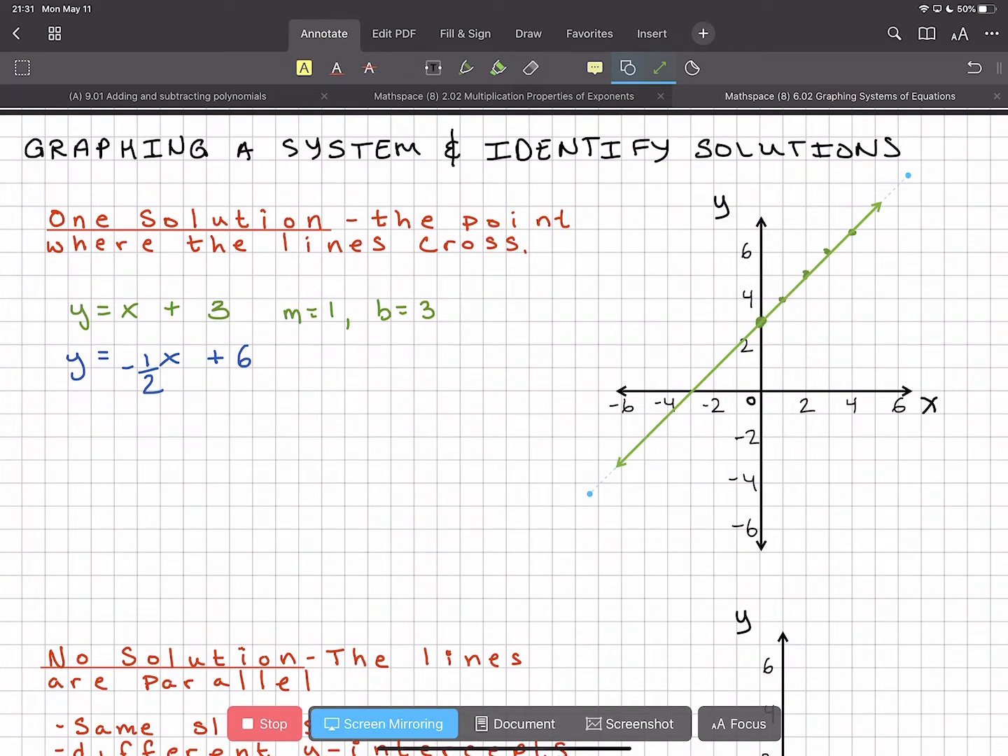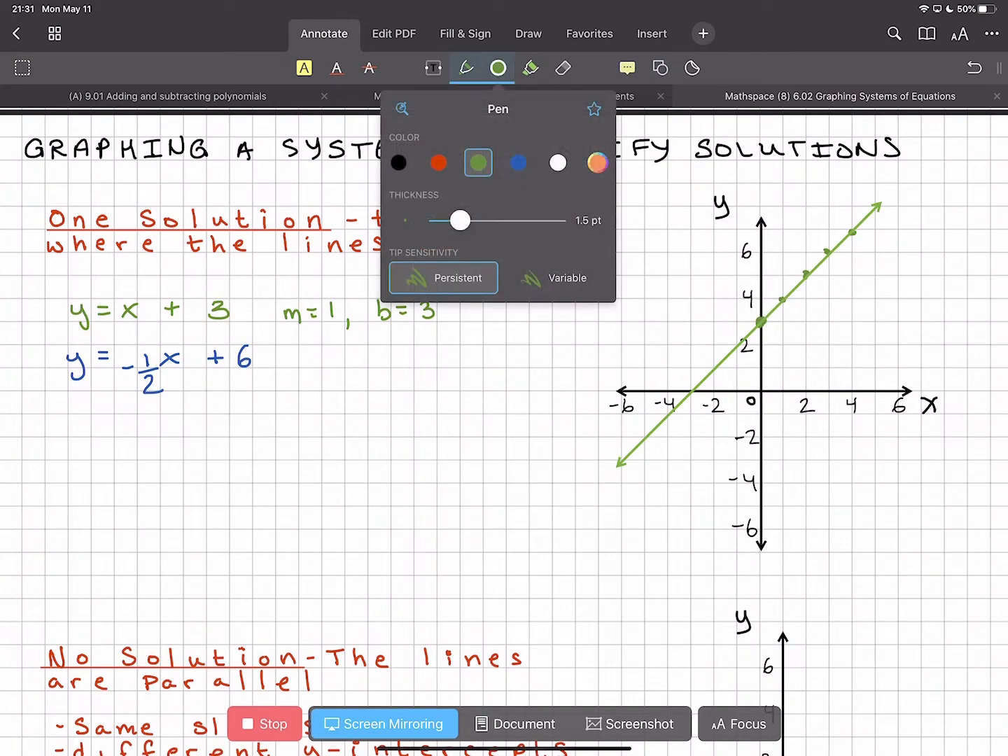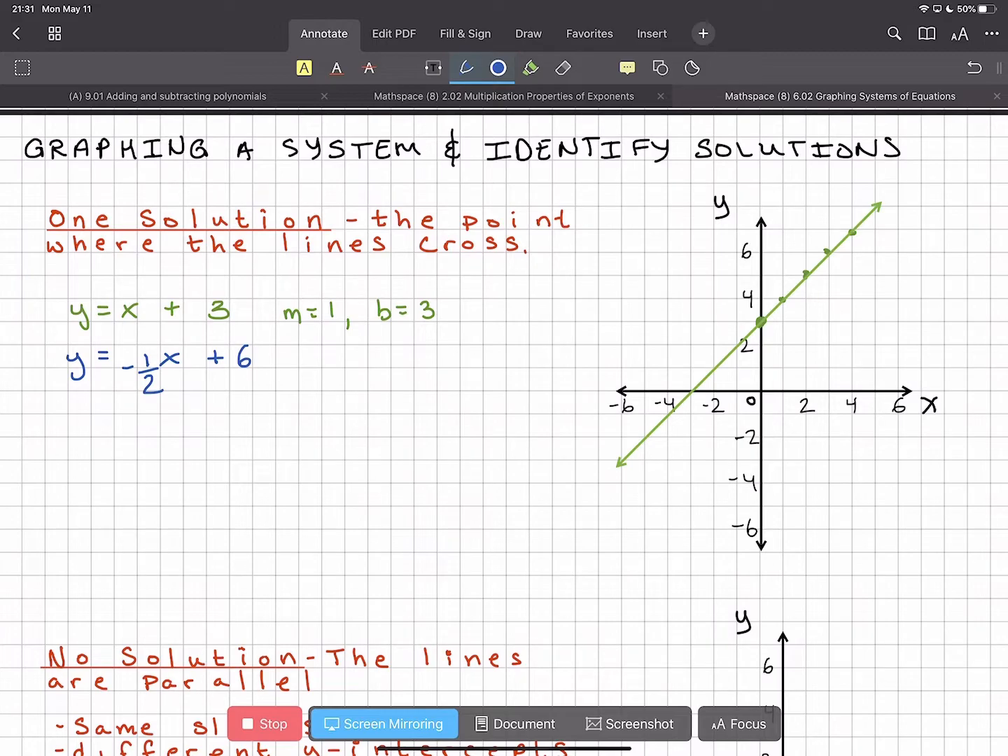The difference now is that I'm going to do this again with the blue equation. So my slope here is negative 1/2, and my y-intercept is 6. So I'm going to start at 6 on the y-axis. I'm going to go down 1, to the right 2, down 1, to the right 2, down 1, to the right 2, and I'm going to graph this line.